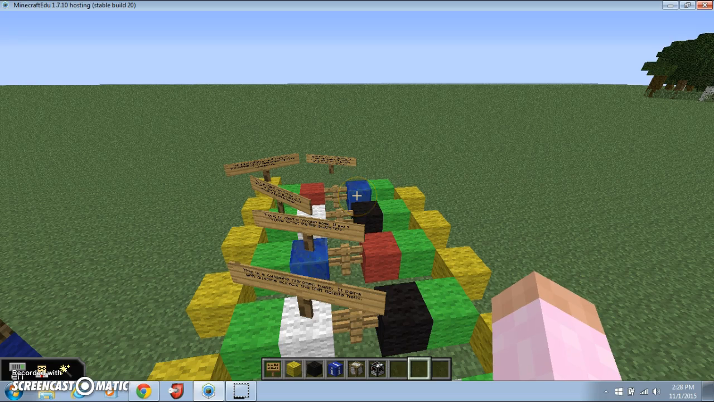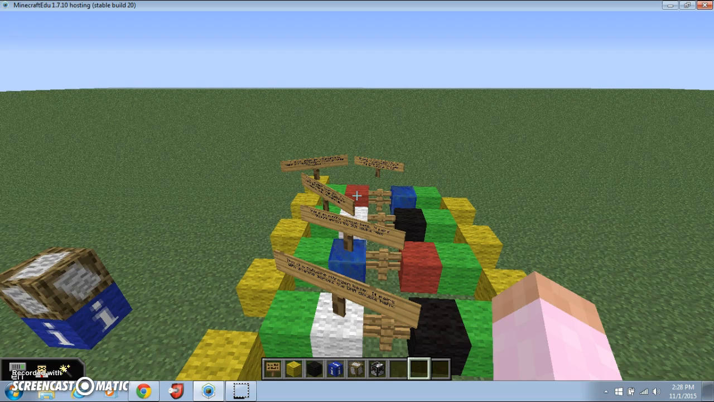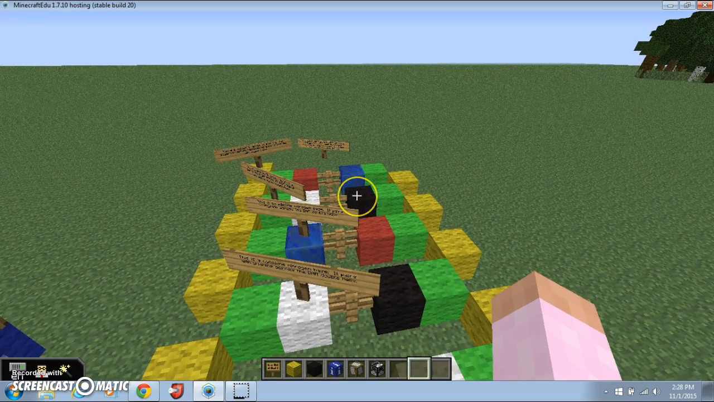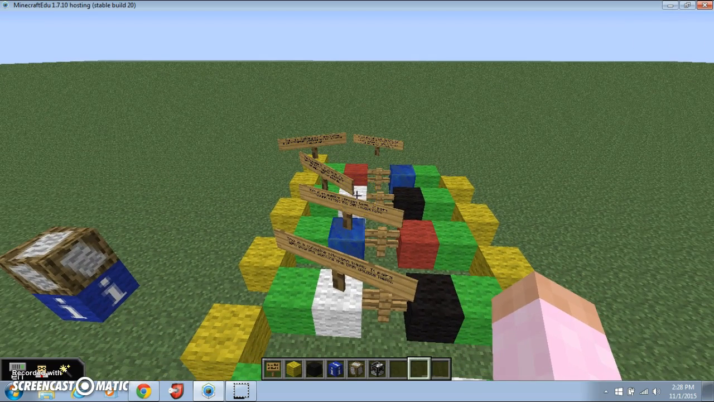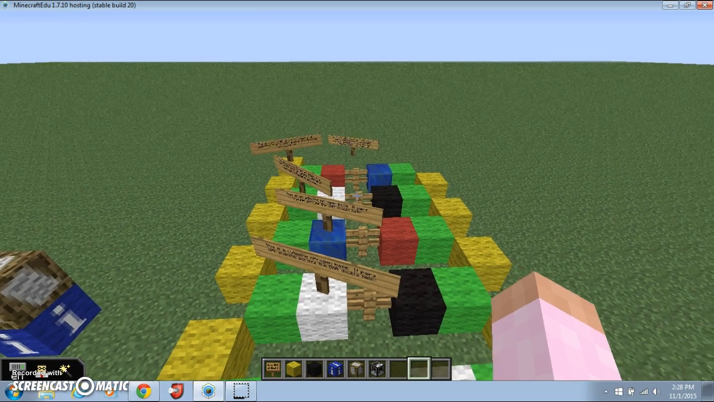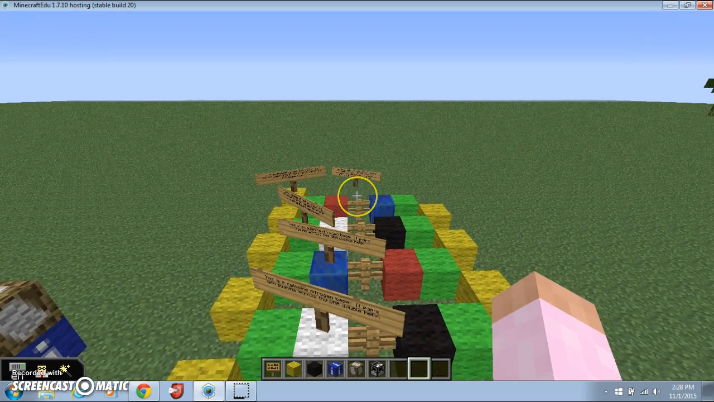My blue blocks represent the adenine bases, which always pair with thymine bases, shown in red, across the DNA double helix. My black blocks represent guanine bases, which always pair with cytosine bases, shown in white, across the DNA double helix.